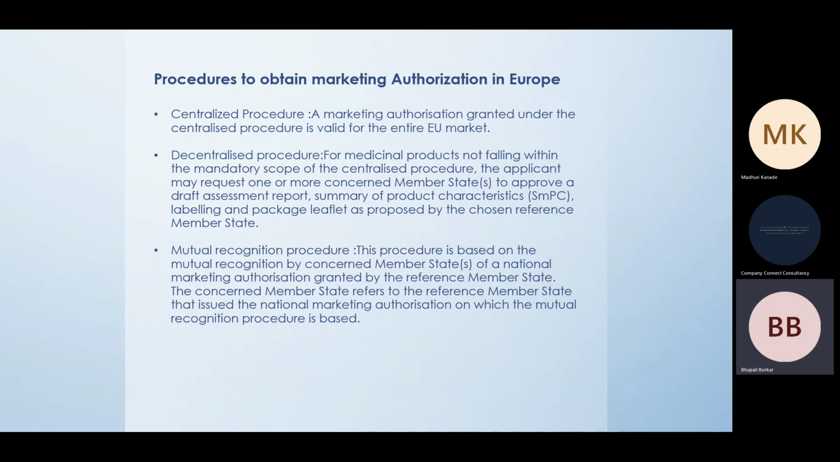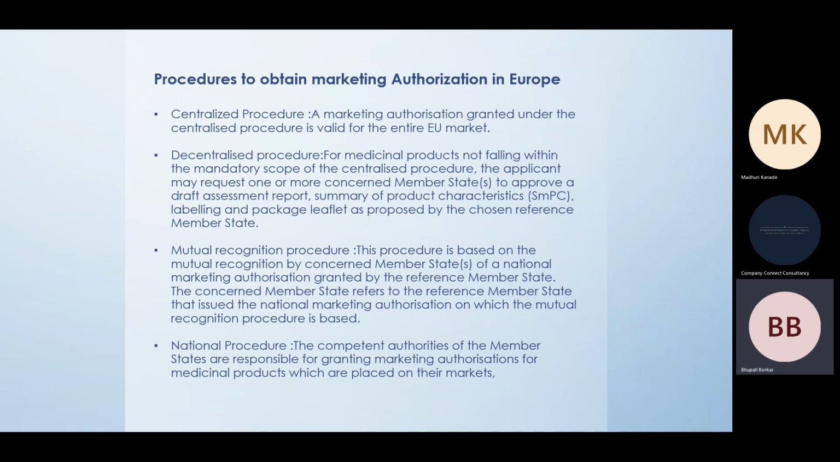It's the same as the decentralized procedure. The only difference here is you already have a national authorization to sell your product in one particular market. But in the decentralized procedure, you do not have that right. You just select one of the RMS randomly. So in the mutual recognition procedure, you select your nationally authorized market and you give the draft to the CMSs. By their mutual understanding, you get a grant or approval to sell the products in those countries.